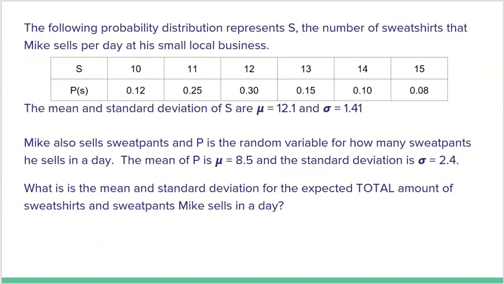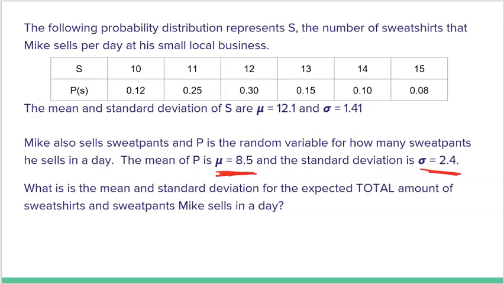All right, let's look at another problem here with Mike. We already know that the mean of his sweatshirts is 12.1. The standard deviation of his sweatshirts is 1.41. But let's introduce P, sweatpants. Mike also sells sweatpants. Now, I'm not going to waste my time giving you a probability model. I'm just going to tell you. He sells an average of 8.5 sweatpants per day. So not quite as many. More people buy sweatshirts, come on. And with a standard deviation of 2.4.